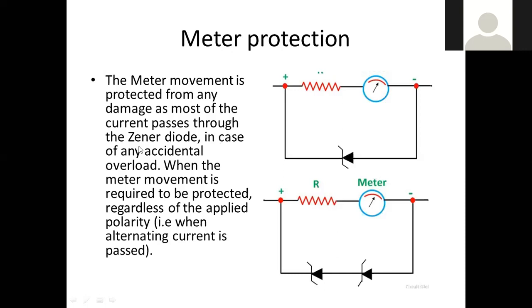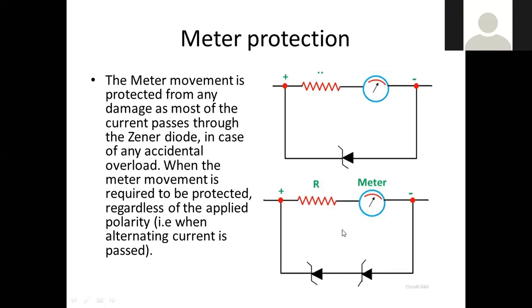In case of an accidental overload, say more current flows from the positive or negative terminal, that current will pass through the Zener diode, which is in reverse bias and can withstand it. The excess current flows through the diode and is prevented from flowing through the meter, so the meter is protected.